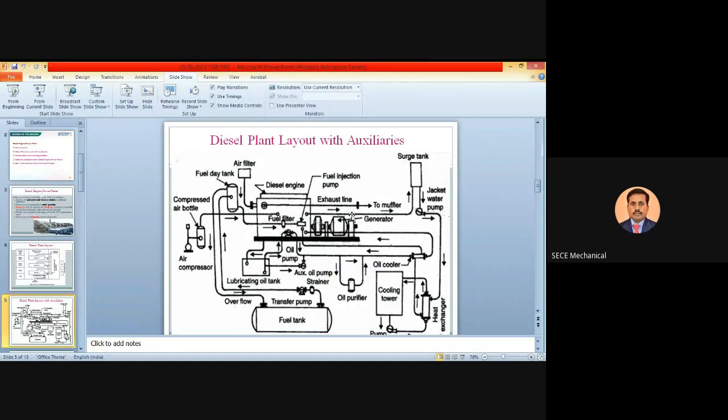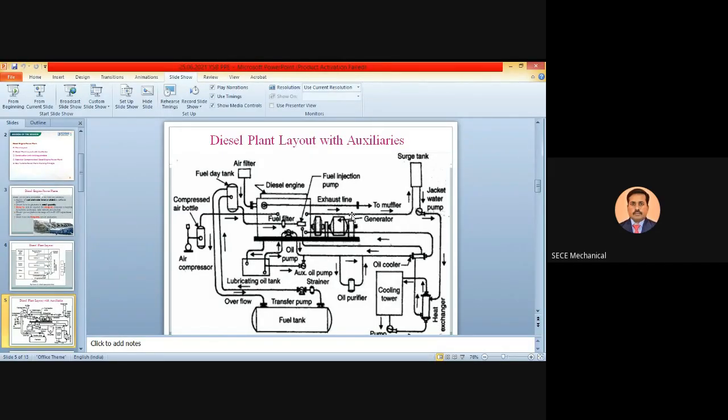Similarly, an air filter is also required. Your air has to be filtered before entering the IC engine, that is, the air should be properly cleaned with the help of a filter. Wet type filters and dry type filters are used, and with their help you can clean the air.